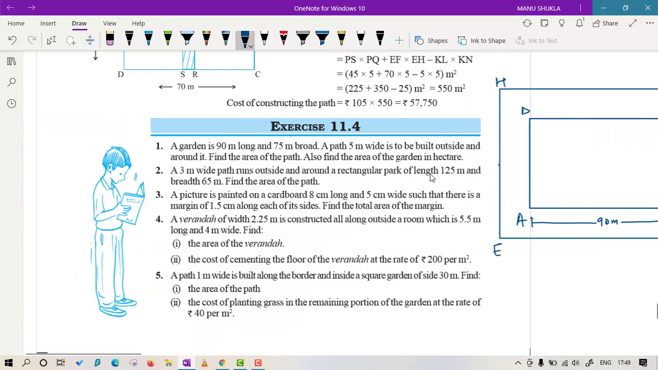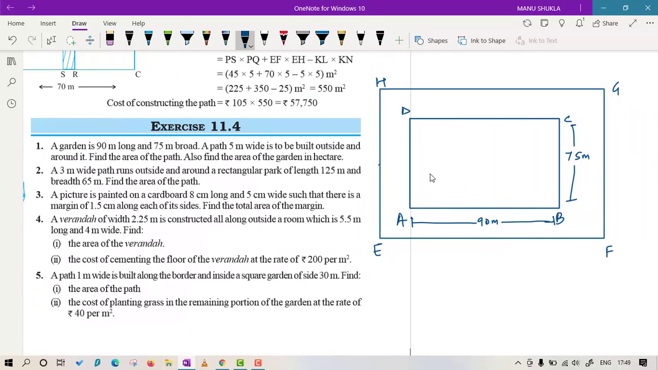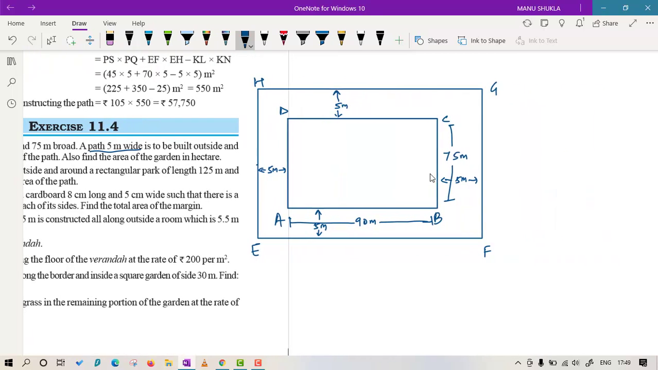Right now we know only one thing, that the width of this path is 5 meters. That means here also it is 5 meters. Here also it is 5 meters. Here also it is 5 meters and here also it is 5 meters. This width is going to help us a lot to find the dimensions of the outside rectangle. Okay, so now let me write the given part.